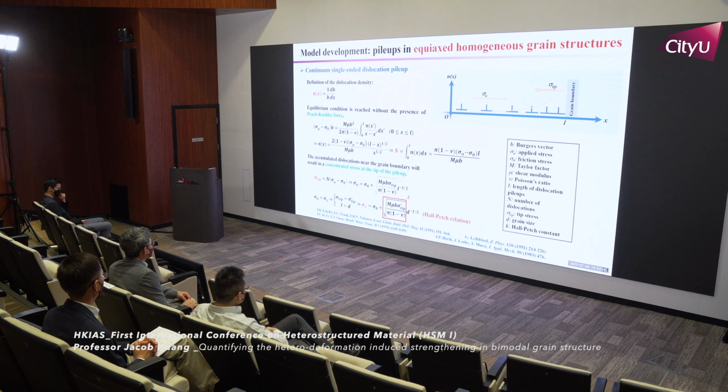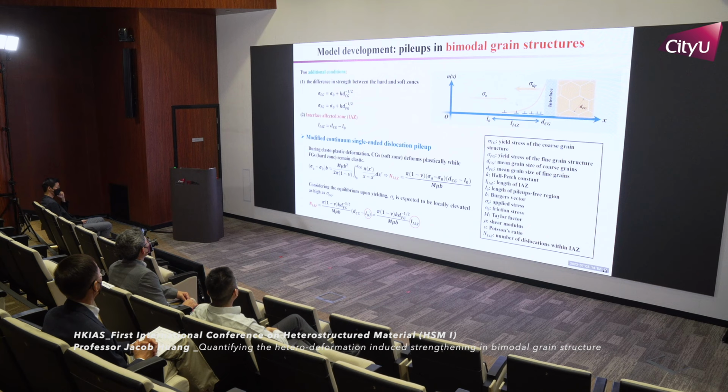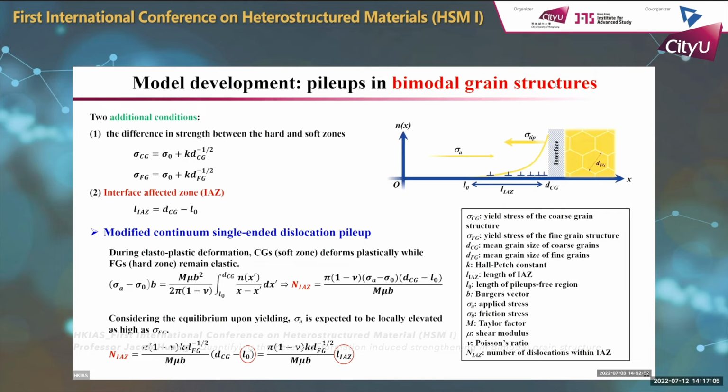Now, let's consider the pile-ups in the bimodal grain structure for our current cases. Two additional conditions should be considered. The first one is the difference in strength between the hard and soft zone. Second, we need to find out the interface affected zone, IAZ, which is defined by this plot. This is the interface, this is the IAZ.